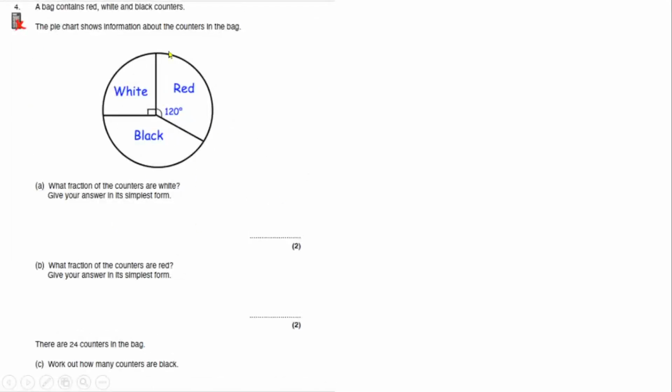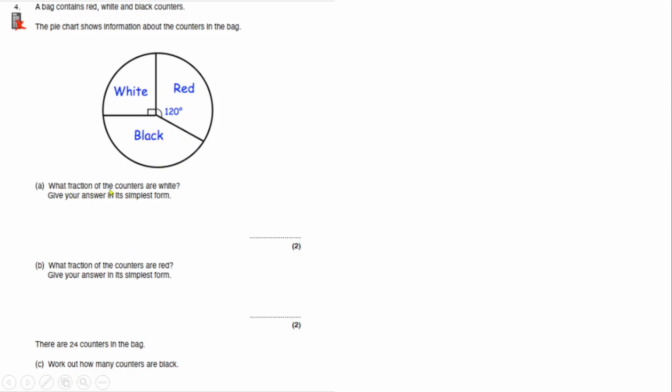Another question says that we have a bag containing red, white and black counters. The pie chart shows information about the counters in the bag. So we have white, we have red and we have black. We are given the sectorial angle for red as 120 and the sectorial angle for white as 90 degrees. And we can always find the sectorial angle for black since we only have 3 colors. If you add these together and remove the sum from 360, that gives us the sectorial angle for black. So let's see what they want us to find.